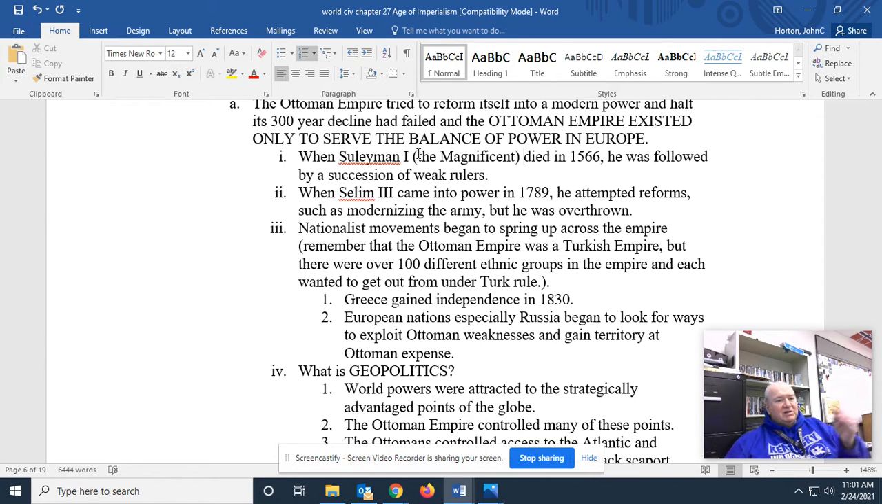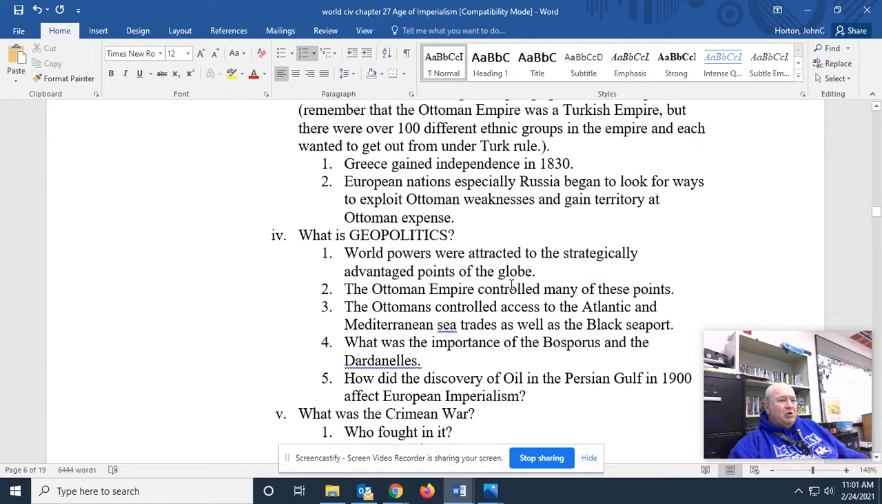European nations, once again, especially Russia, began to look for ways to exploit Ottoman weaknesses and gain territory at Ottoman expense. What is geopolitics? Simple. It's like playing Risk. I mean, that's what it is. It's playing Risk only for real.